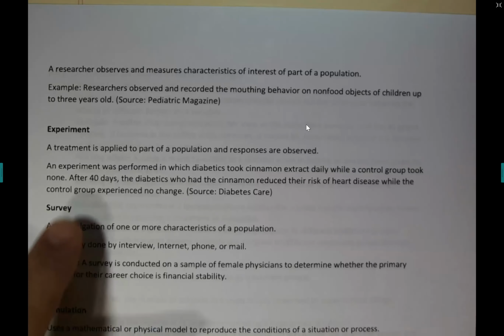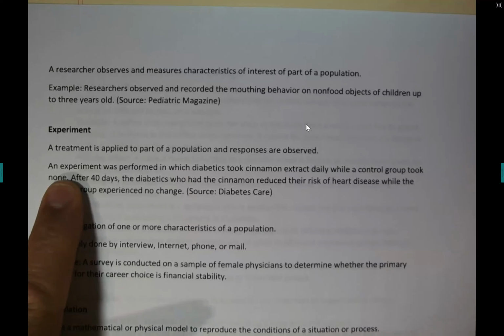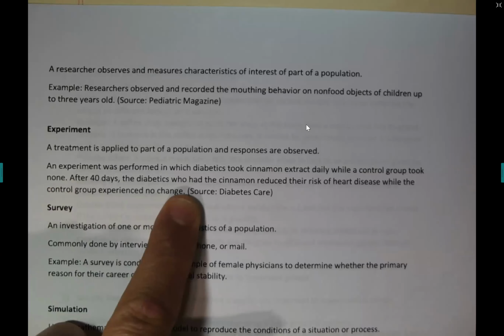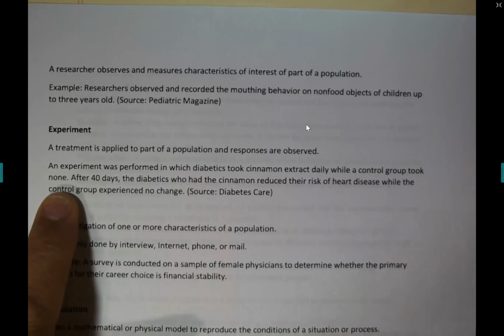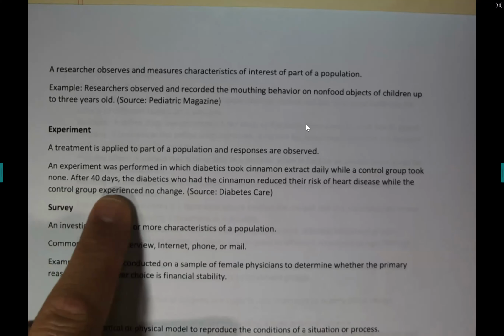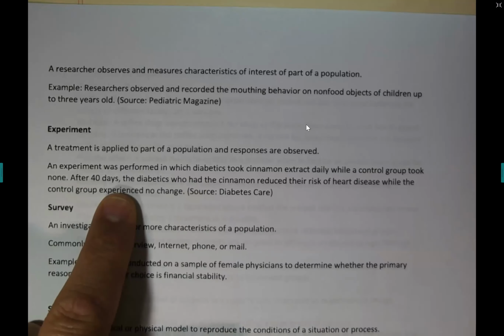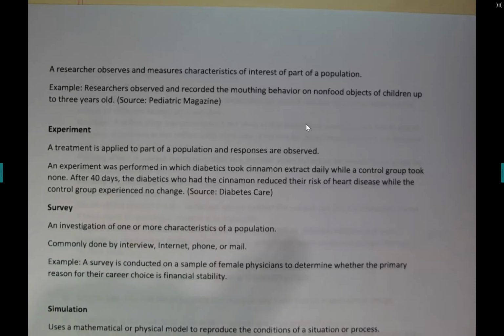So here's another example, guys. An experiment was performed in which diabetics took cinnamon extract daily while a control group took none. After 40 days, the diabetics who had the cinnamon reduced their risk of heart disease while the control group experienced no change. So it's two groups, guys.